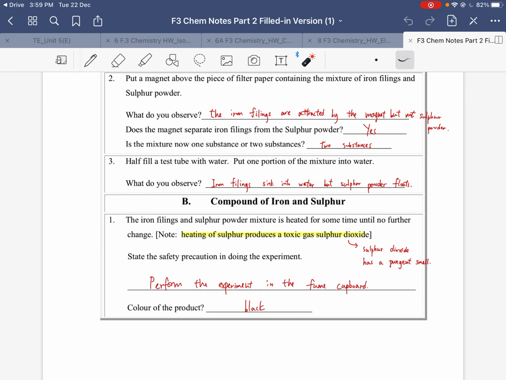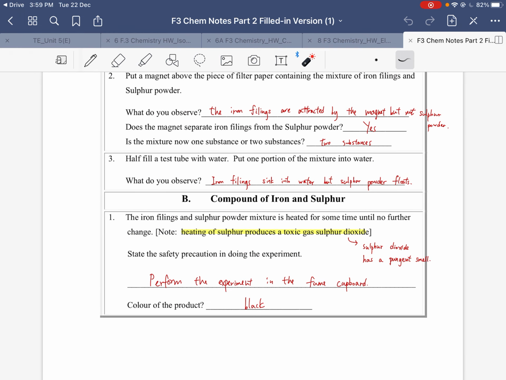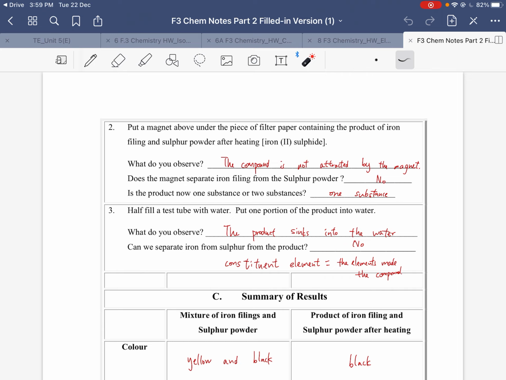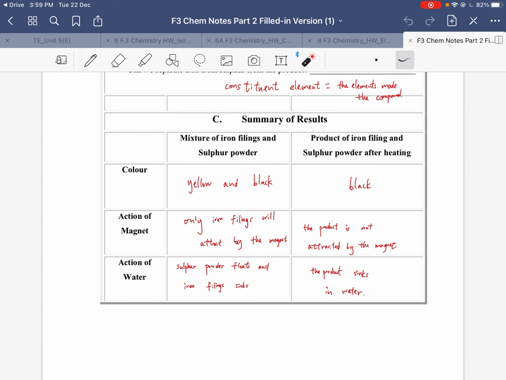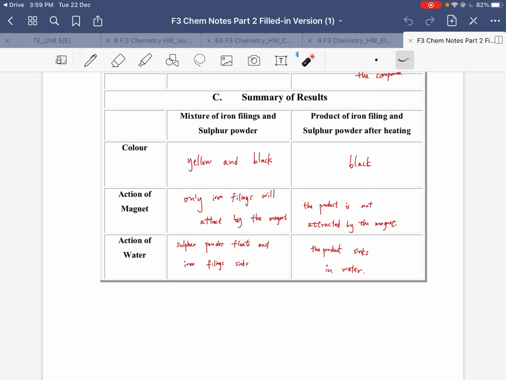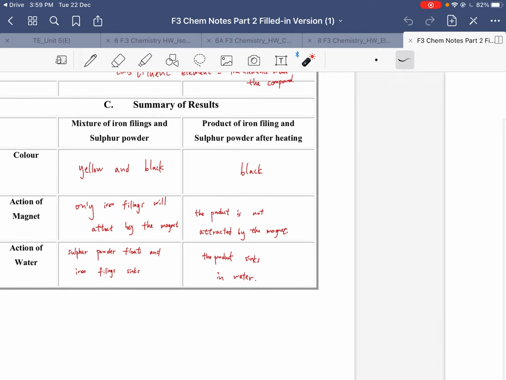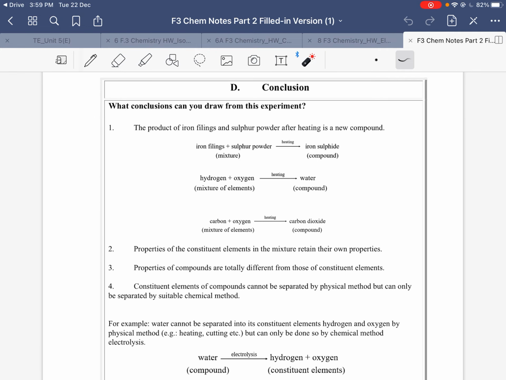For the product formed, iron sulphide is black in color, and it will not be attracted by the magnet, so it proves that a new substance has been formed. And this is just the summary. I think I can go through it very quickly because it's very straightforward. So this is the conclusion.